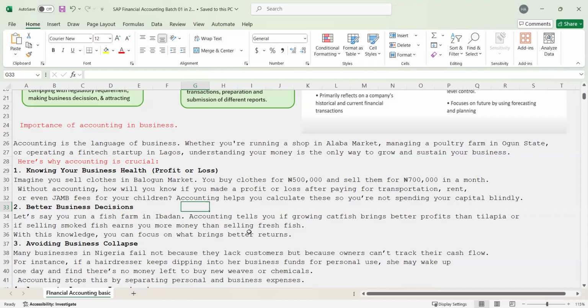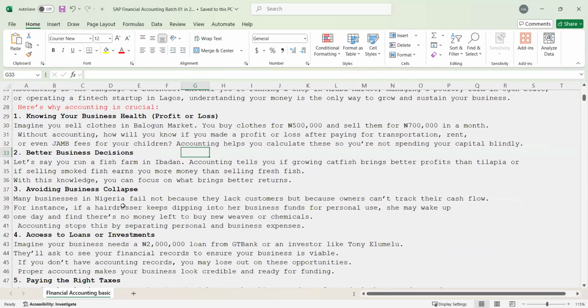If you are into fabrics, you are buying lace, you are buying guinea, or you are buying ankara, what have you. So accounting will make you know which one is selling more in your environment. Which one is that when you buy them, it takes 3, 4, 5 months before you sell one material. Accounting will give you this analysis, will tell you what are the products that are selling more? What are the products that are not really selling more? That's what accounting will do for you. That's when we say better business decisions.